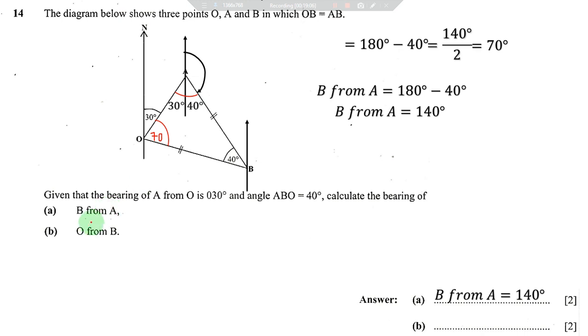We proceed. We calculate the bearing of O from B. The bearing of O from where? B. The letter that comes after the word from is where you start to measure your angle. So the letter is B. On the north line, we go in the clockwise direction until we meet the line connecting O and B. We stop. So this is the angle that we are looking for, from here up to here.